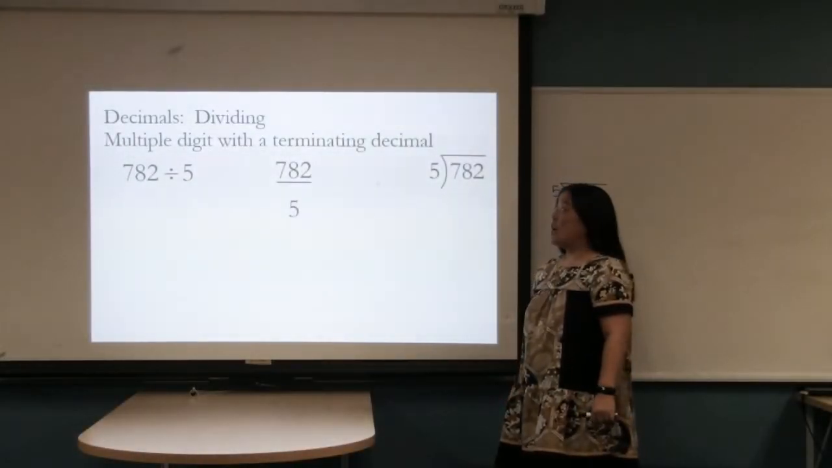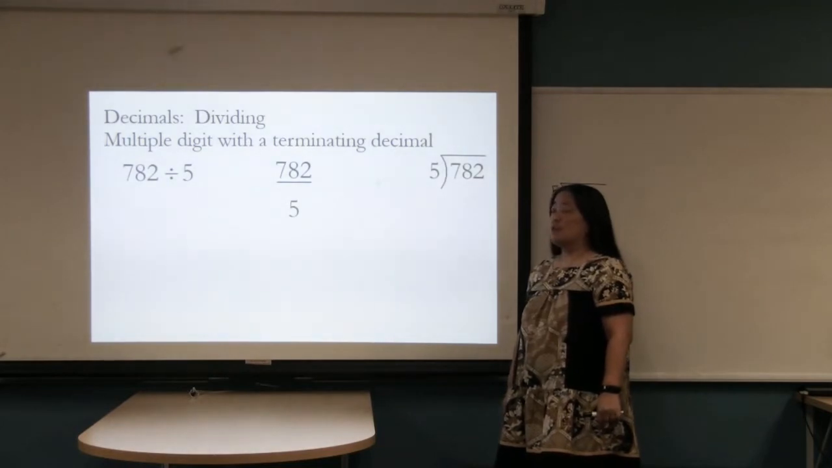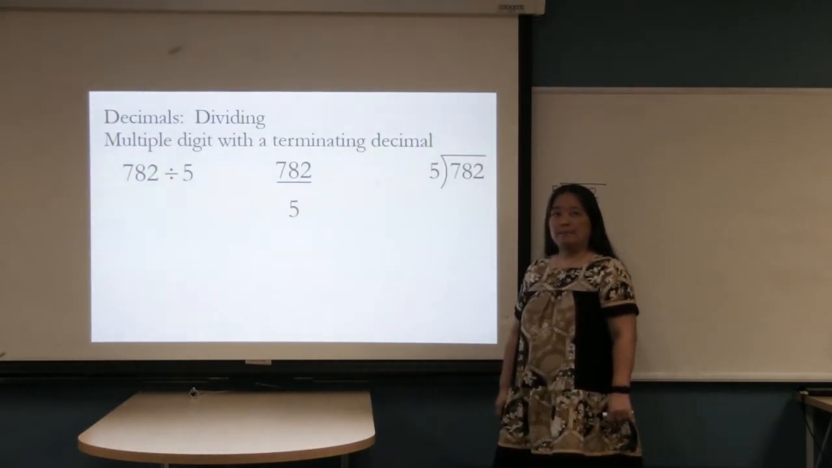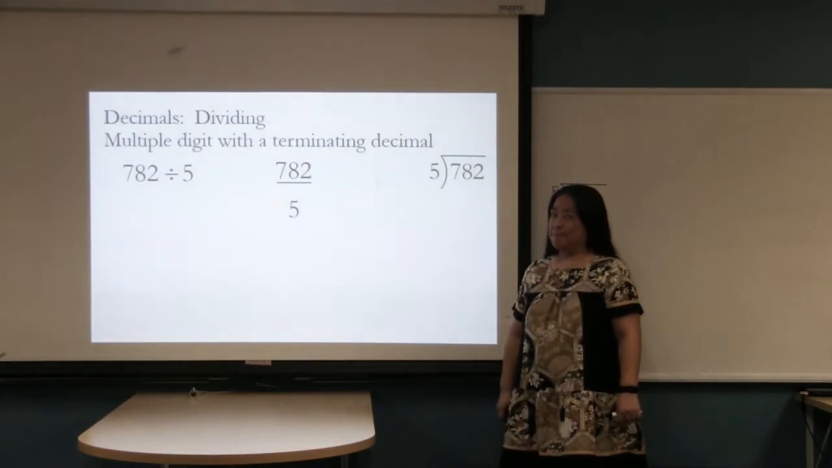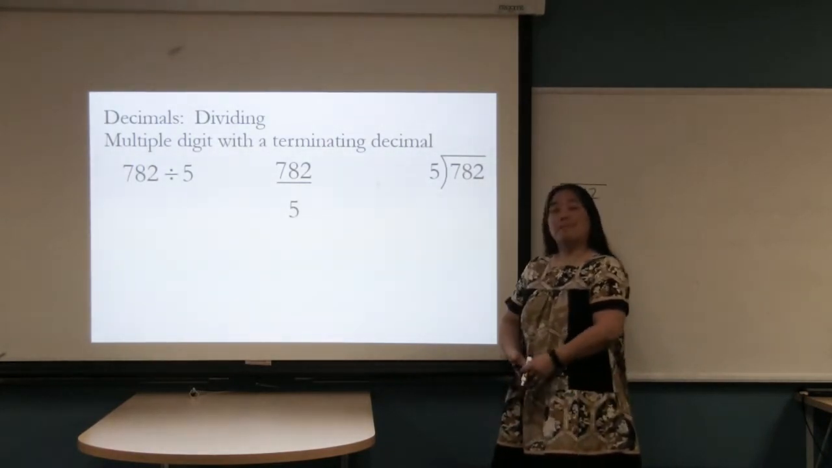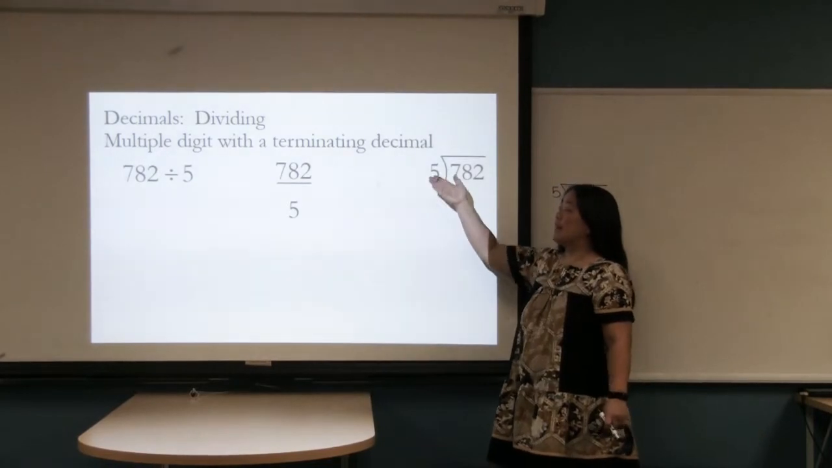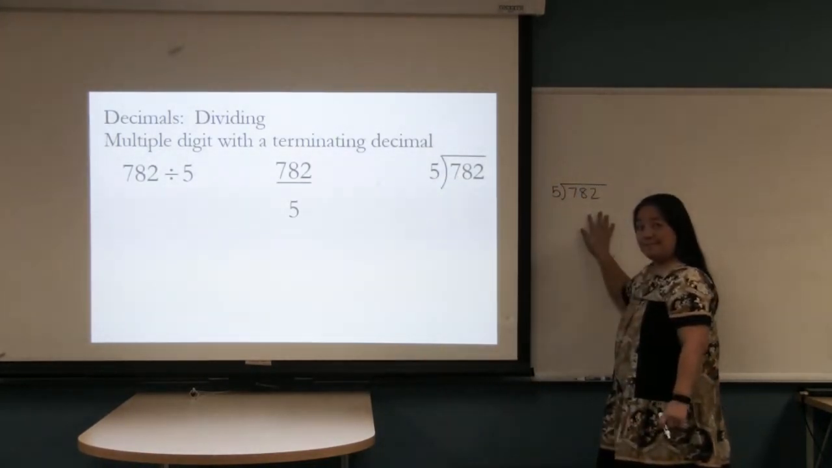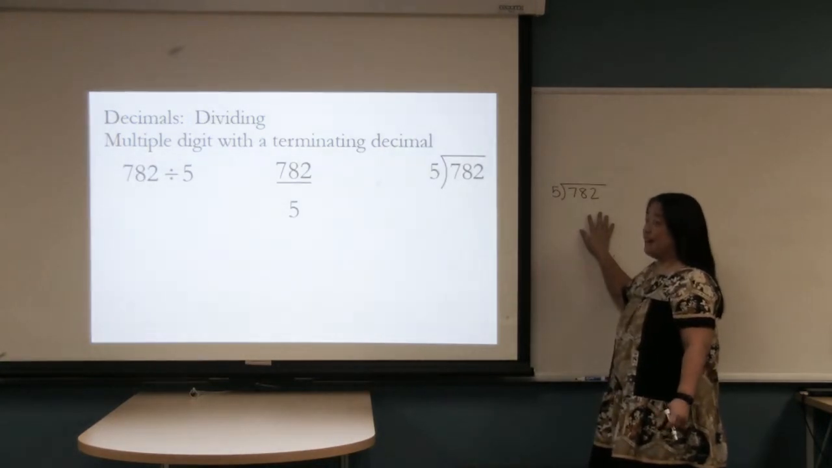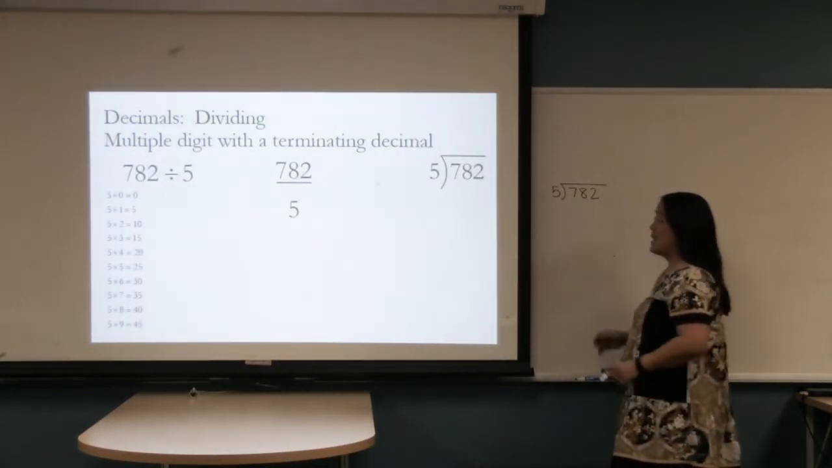Decimals dividing multiple digit with a terminating decimal. It doesn't look like there are decimals here, but there will be. So, as usual, it has been written left to right, top to bottom, and inside out, and again on the whiteboard. We're dividing by 5s, so keep in mind your 5 times table.